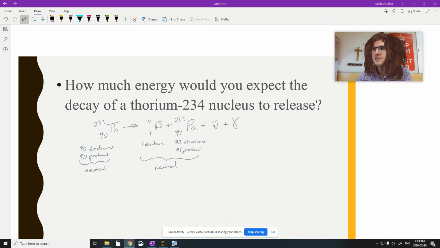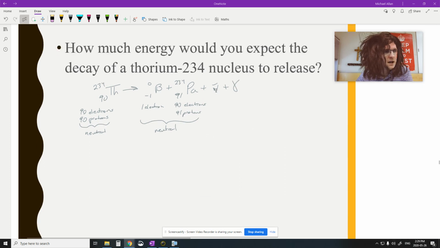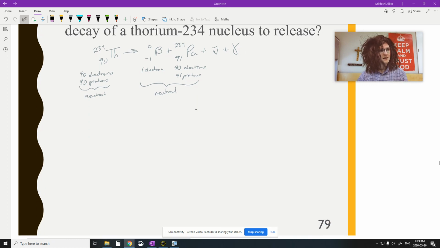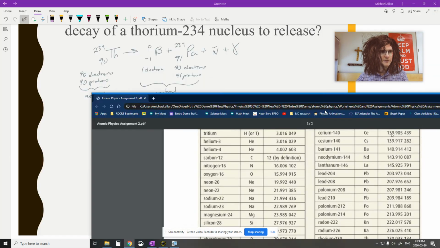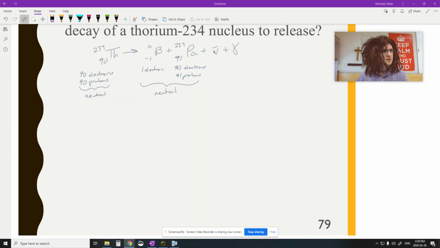Okay, so the neutrino is so small we don't even count it, and the massless gamma we don't even count it. So when I'm looking at this, I want to know what the masses of these two sides are. So the mass of the thorium-234, that's on the sheet here, mass of 234.0436... I'm just going to write it down. I'll put it on my other screen here.